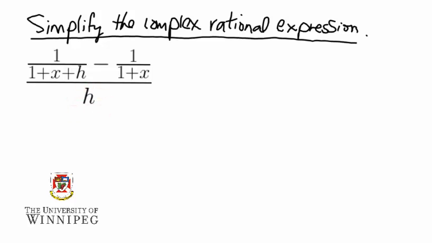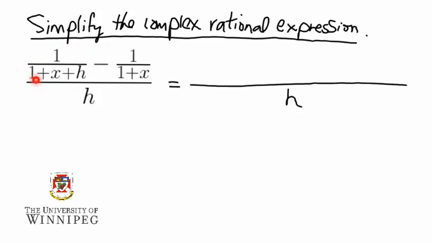H we can think of as h over 1. However, we have two fractions in the numerator. So our first goal is going to be to try to simplify the numerator into one rational expression. Let's begin by trying to find a common denominator for our fractions in the numerator.